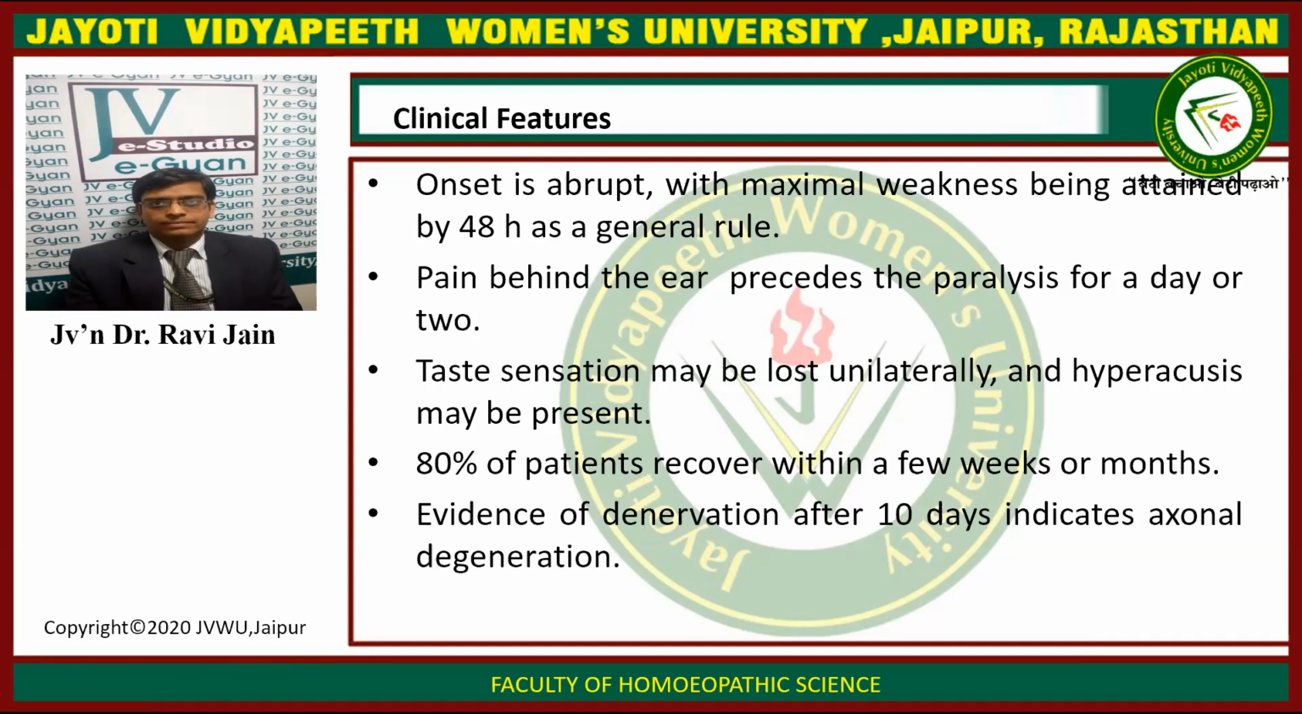What are the clinical features? The clinical features are of great variety. There is a great spectrum of symptoms in cases of Bell's palsy. The onset is usually abrupt. The symptoms come suddenly, the maximum weakness being attained by 48 hours as a general rule. Within 48 hours, there is great weakness experienced by the patient.